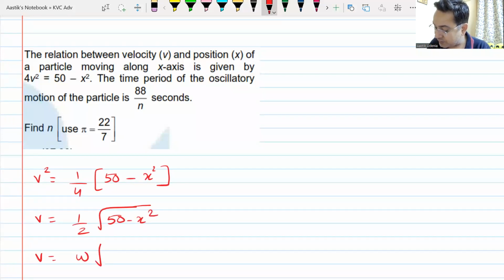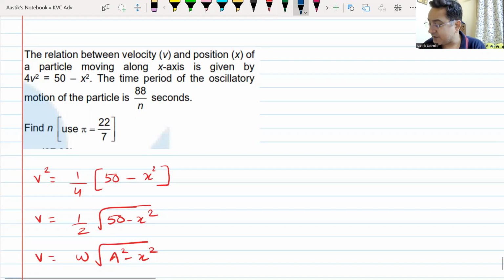V is equal to omega into root over a square minus x square. I can compare it with this equation. Yes or no? Yes. That's it. That solves my question. Because now I can find out the value of omega. Omega is half. And time period is 2 pi by omega.